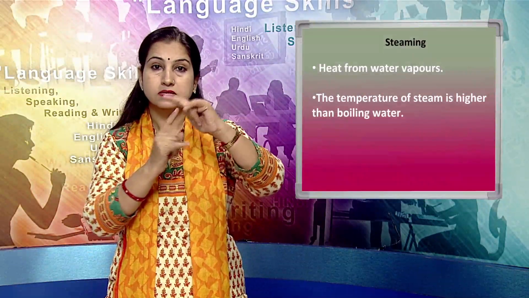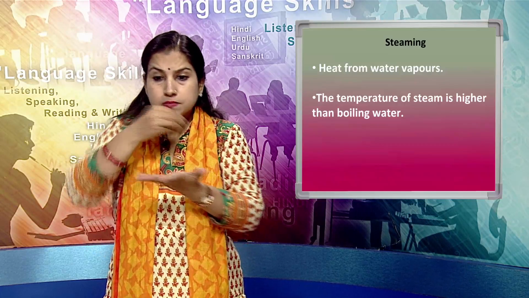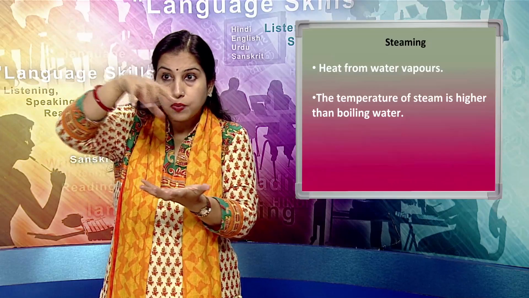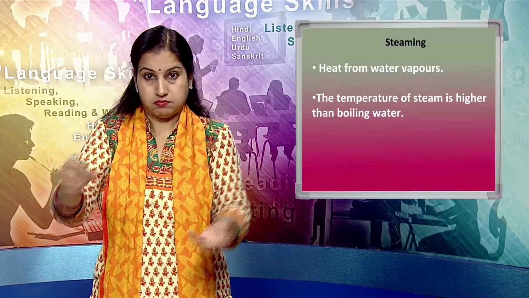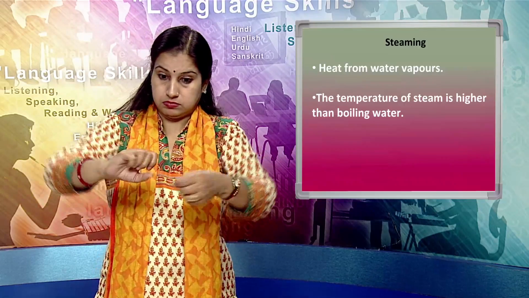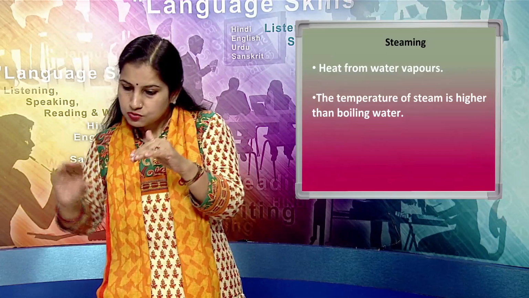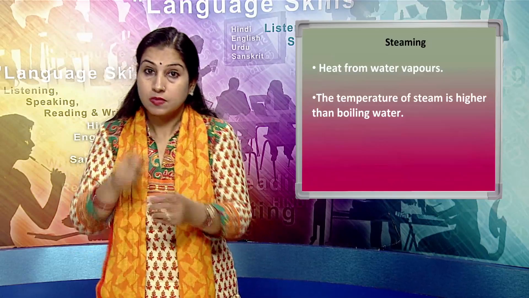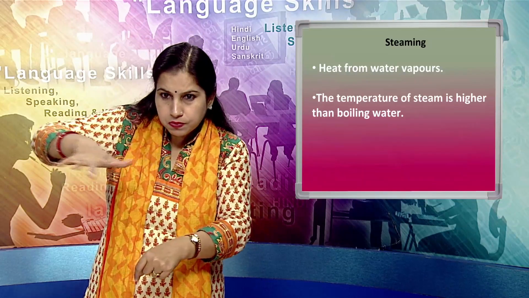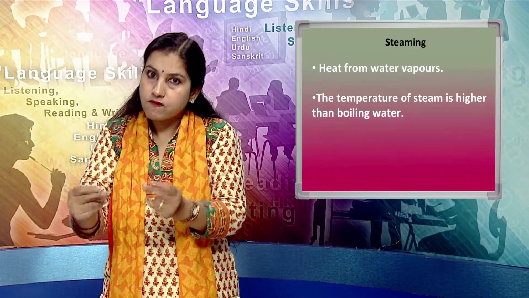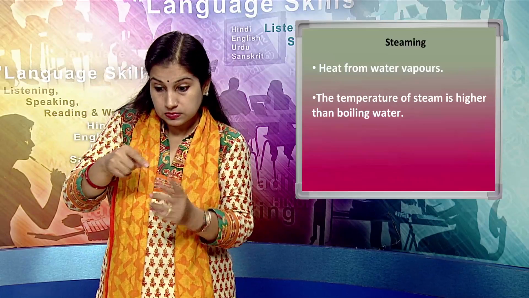The other point is steaming. Food is cooked with the heat from water vapor. Water is boiled in a big container with a tight lid. The food is kept in a smaller container. On boiling of water, steam generates and the food kept in the surrounding cooks faster. The temperature of steam is higher than the boiling water.